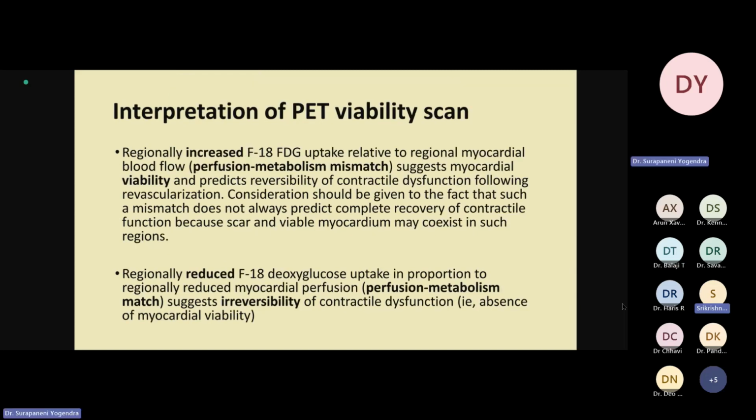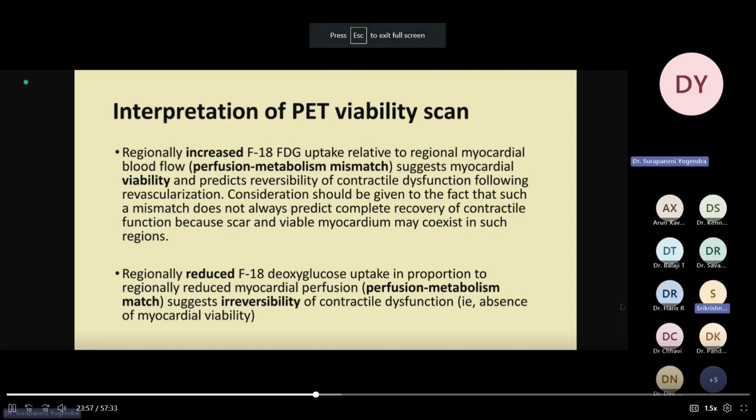Interpretation of PET viability scan. Regional increased 18 FDG uptake relative to regional myocardial blood flow, a perfusion-metabolism mismatch, suggests myocardial viability and predicts reversibility of contractile dysfunction following revascularization. Consideration should be given to the fact that such a mismatch does not always predict complete recovery of contractile function because scar and viable myocardium may coexist in such regions. Regionally reduced 18 FDG uptake in proportion to regionally decreased myocardial perfusion, a perfusion-metabolism match, suggests irreversibility of contractile dysfunction, i.e. absence of myocardial viability.